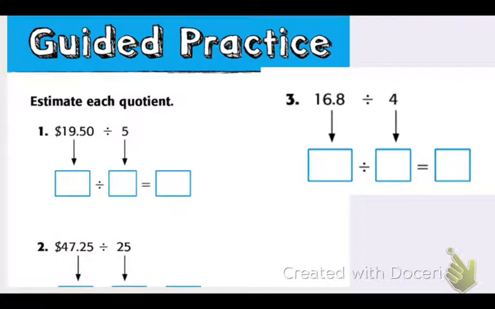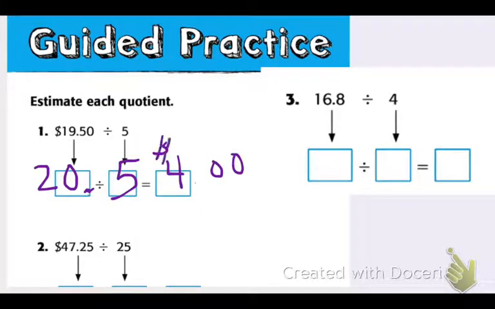All right, Bobcats, moving into the guided practice. We're going to use those steps. Estimate each quotient. Well, step 1, I'm going to estimate $19.50 to 20 because I can do my mental math. I can divide 20 divided by 5, so it's around $4. Is it reasonable? Well, if I check through multiplication, 4 times 5 is 20, which is close to $19.50. I have a good estimate.